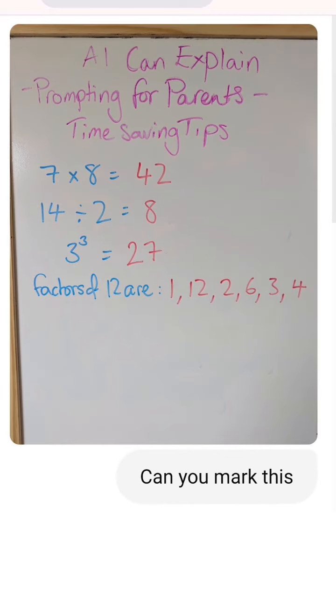So I gave it 7 times 8, which should be 56, but I've written 42, so hopefully it tells me that's wrong. I said 14 divided by 2 equals 8, so that's also wrong, it should be 7. Then I've done 3 to the power of 3. So 3 times 3 is 9. Times that by 3 again, you get 27. So it should tell me that's correct.